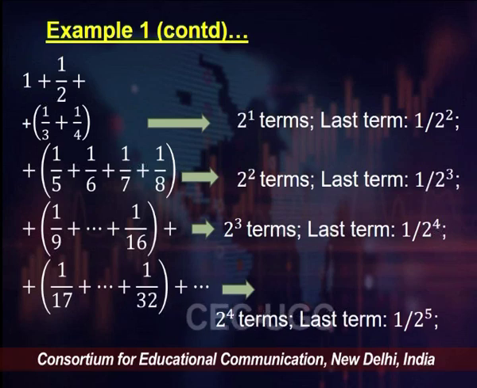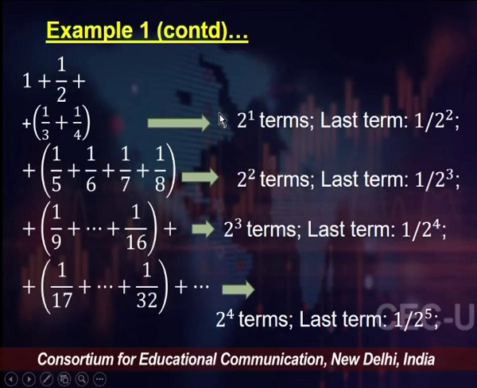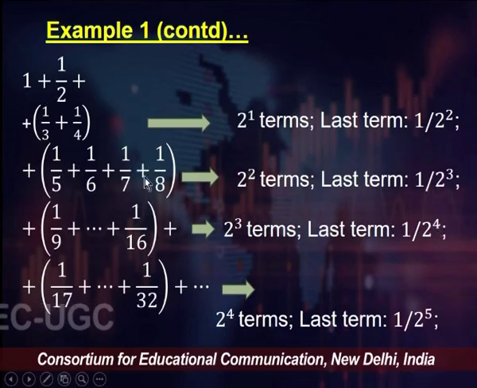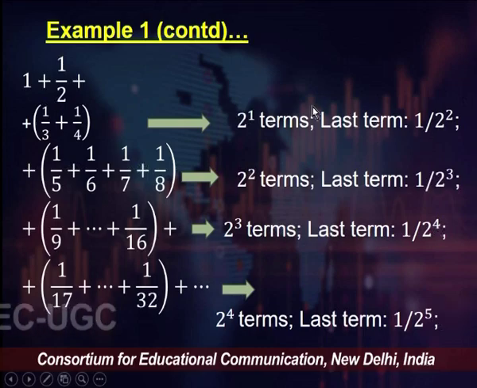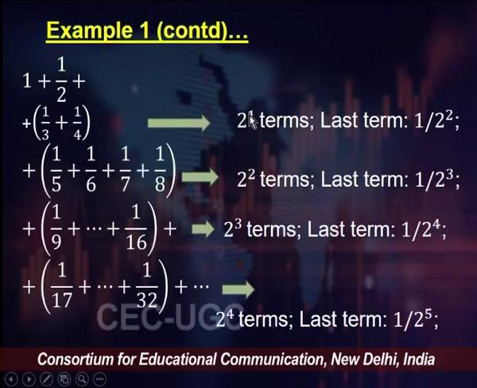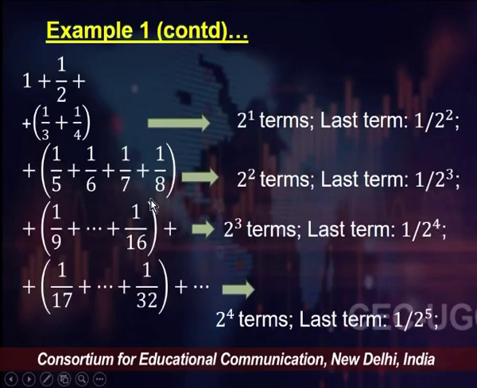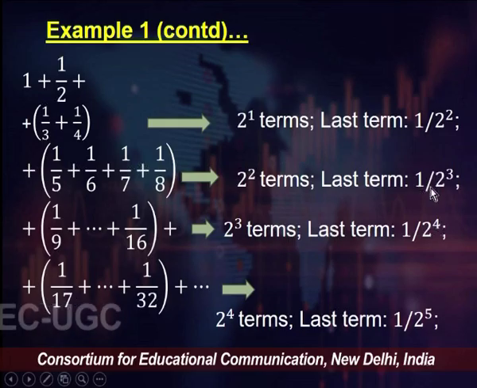Now if you have the appetite for a little bit more math, let's look at things in general. So what I have done here is I have just given you the pattern that I have followed for this harmonic series. We have in the first set of parentheses 2 terms. So that's 2 to the power 1 terms. The last term is 1 by 2 squared. So I have just taken 1 more in the power for the number of terms. Okay. Similarly, for the second set of parentheses, I have 2 squared terms. The last term is 1 by 2 cubed.